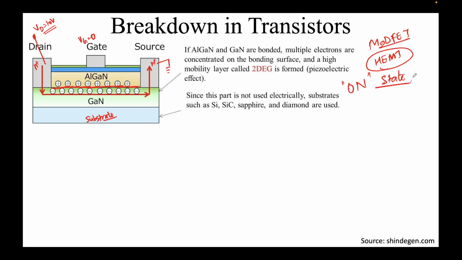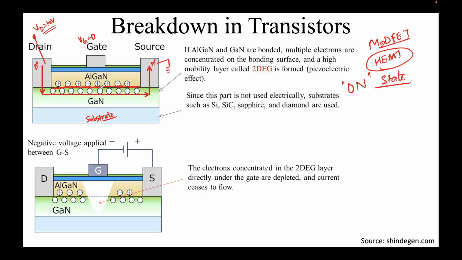Now how do I turn it off? I want to see what the breakdown is, and breakdown is studied in the off state. How do I turn this transistor off? Essentially I have to take out these electrons over here. The electrons are between drain and gate, under the gate, and between gate and source, but I can control only the gate. So if I apply a negative potential at the gate, it will repel these electrons. So let's do that.